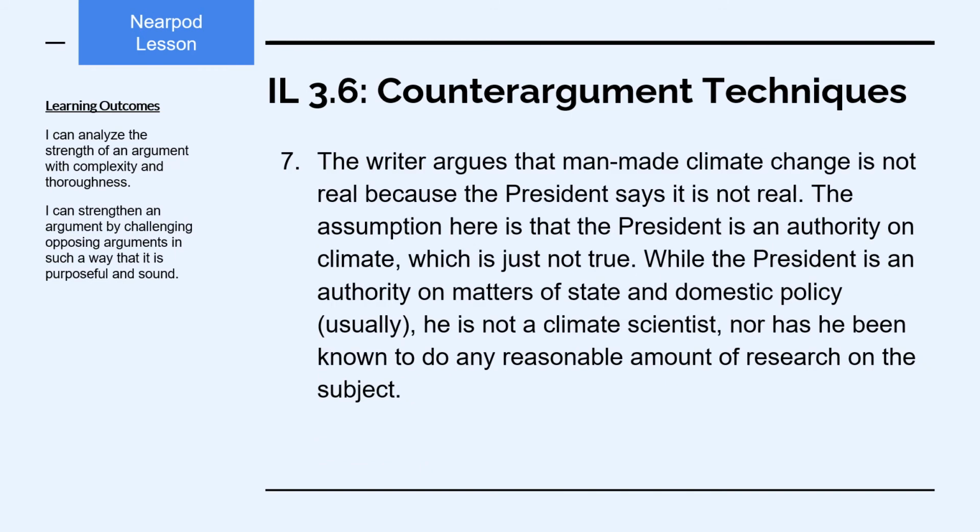Number 7, the writer argues that man-made climate change is not real because the president says it is not real. The assumption here is that the president is an authority on climate, which is just not true. While the president is an authority on matters of state and domestic policy, usually, he is not a climate scientist, nor has he been known to do any reasonable amount of research on the subject.